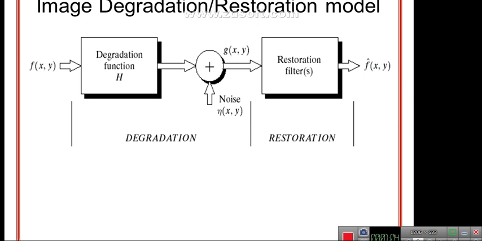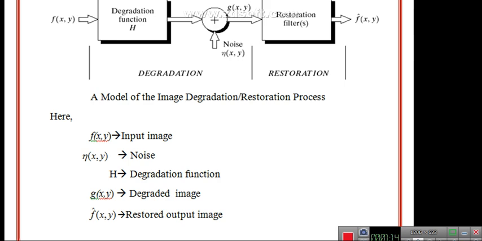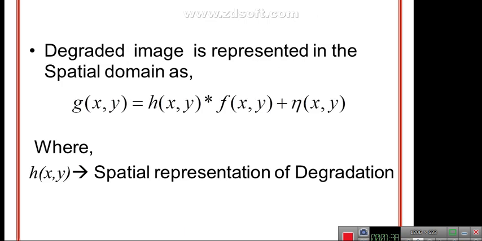We apply different restoration techniques to restore the original image. Here f cap of x comma y is the restored image and f of x comma y is the input or original image, e of x comma y is the noise and h is the degradation function. g of x comma y represents the degraded image and f cap of x comma y is the restored output image. If f cap of x comma y is equal to f of x comma y, it means no error, so e of x comma y equals 0.